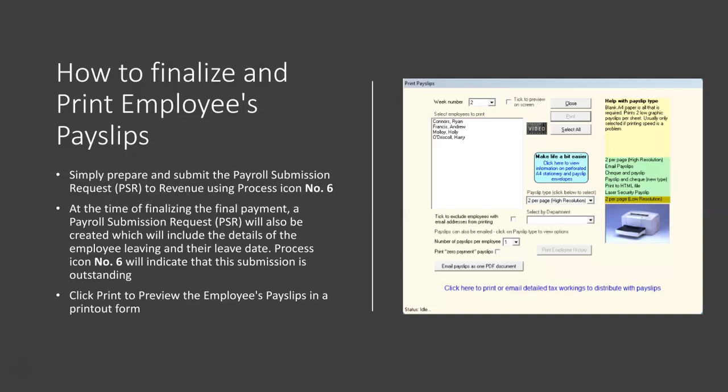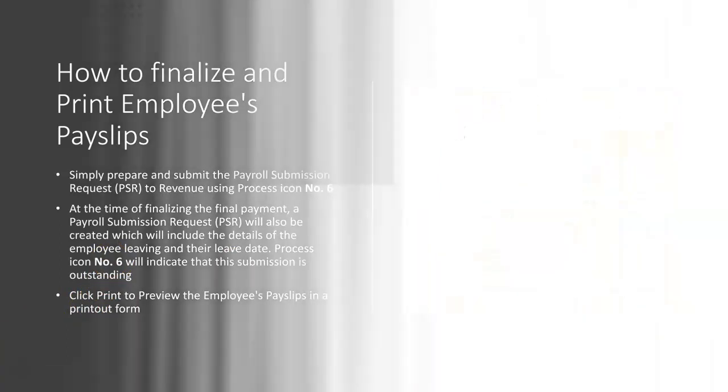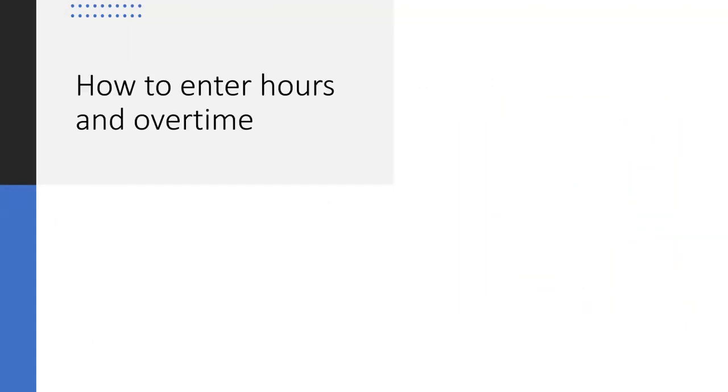Click print to preview the payroll's employees' pay slips in the printout form. So here you go. Once you have selected the employee, just click print, and then you have the printout of the employee's pay slip. Move on to the next slide. This is to tell us how to enter hours and overtime.